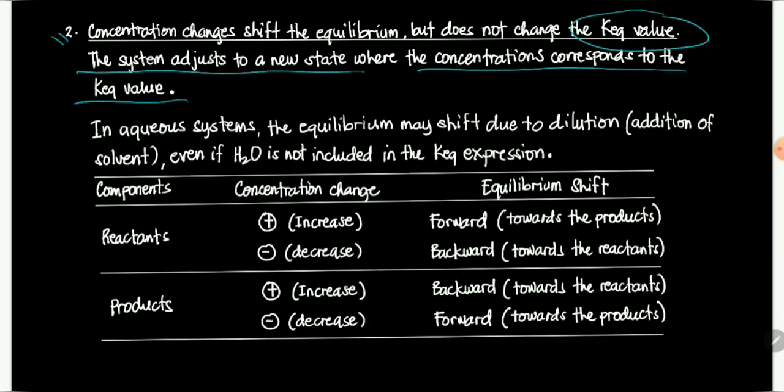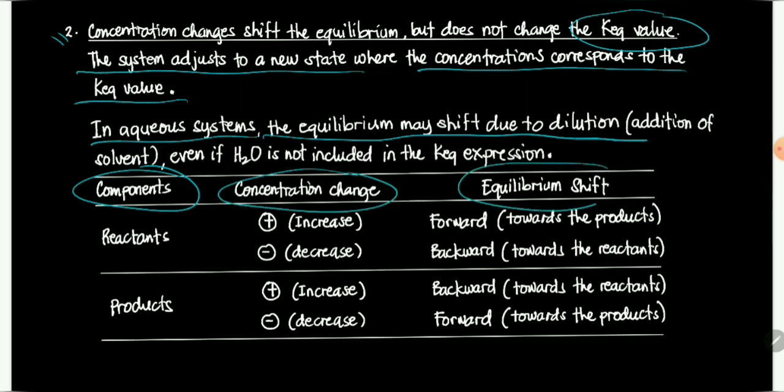KEQ. Okay? So in aqueous systems, the equilibrium may shift due to dilution. So kapag nag-add or nag-remove ka ng water dun sa system, nagbabago pa rin yung ating concentrations or nag-shift pa rin yung equilibrium forward or backward kahit hindi kasama yung water sa KEQ. Okay? So, nadidilute kasi yung ating system. Ibig sabihin, nagbabago pa rin yung concentration kapag nag-add or remove ka ng solvent. Okay? So, nagkakaroon pa rin ng shifts in equilibrium. So, here we have components, concentration change, and equilibrium shift.